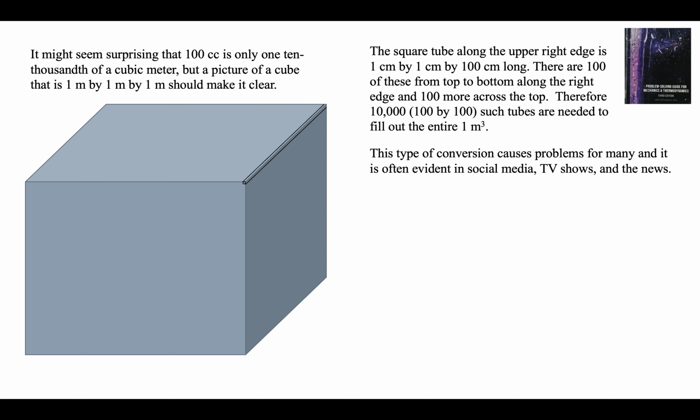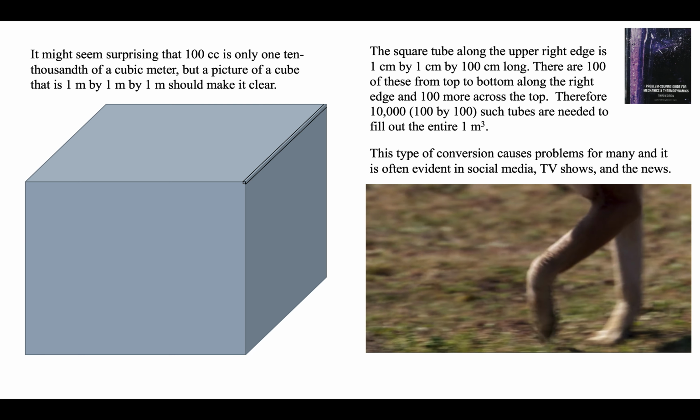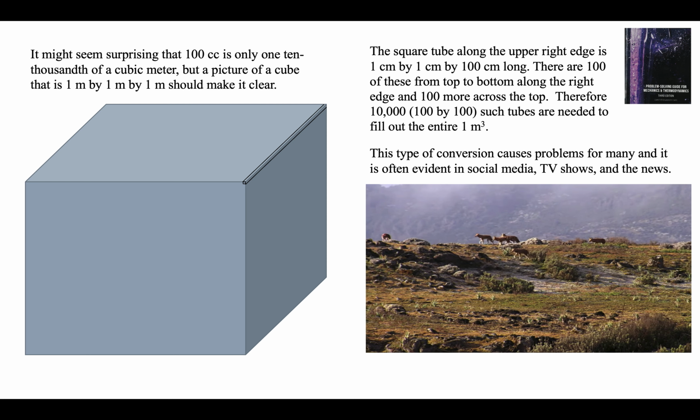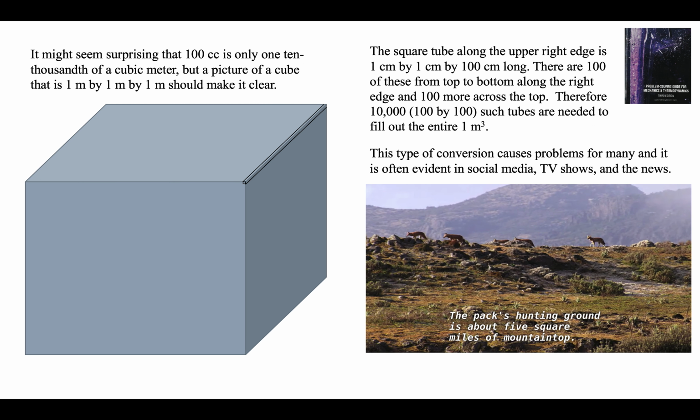And this is a very common problem. Here's a nature video about Ethiopian wolves. The pack's hunting ground is about 8 square kilometers of mountaintop. So, David Attenborough, the narrator, says 8 square kilometers of mountaintop. And the caption says 5 square miles of mountaintop. The closed caption company converted the units, and they did a bad job.